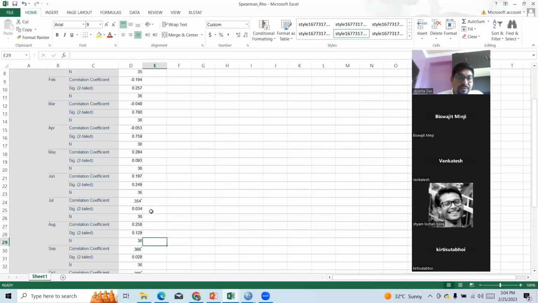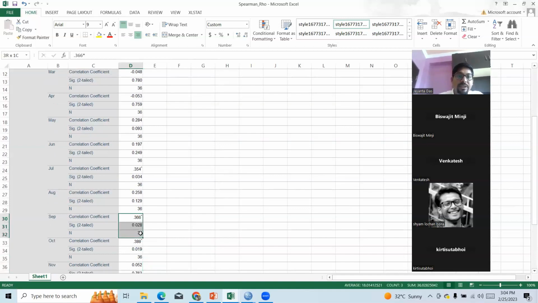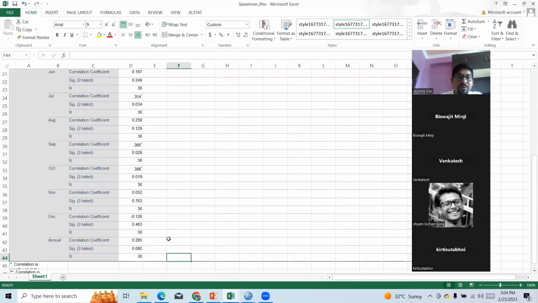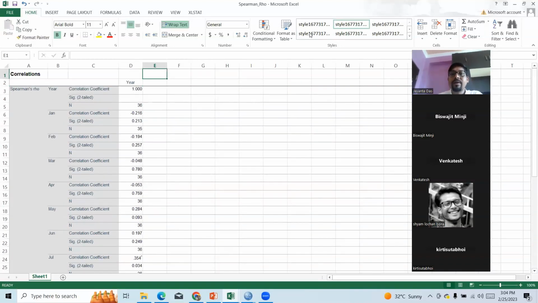Another correlation, it is also significant. September was significant. It is also an increasing trend. Here also increasing trend, 95% confidence interval. Okay, so we have found 3 increasing trends, but in case of annual, it is not significant, but positive. So we can say for the 36 years of rainfall, there is an increasing tendency of rainfall.